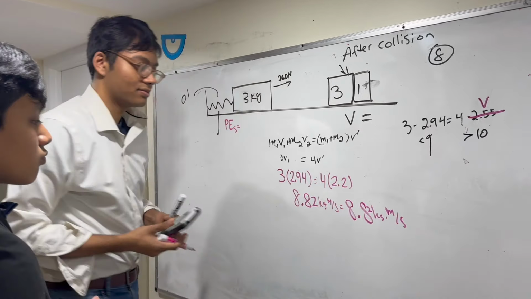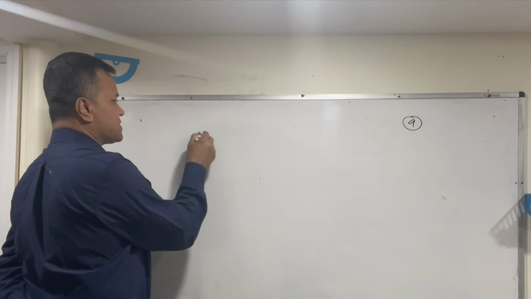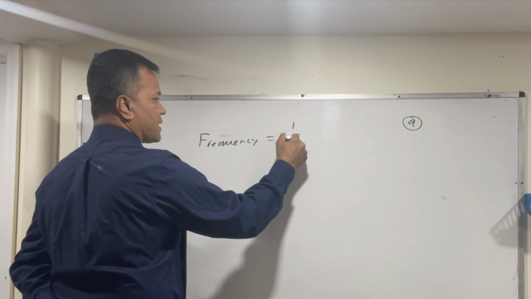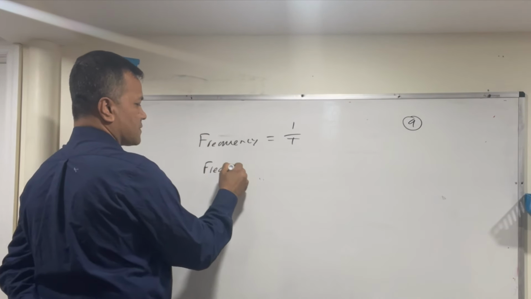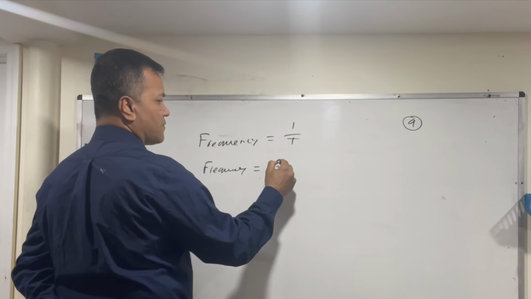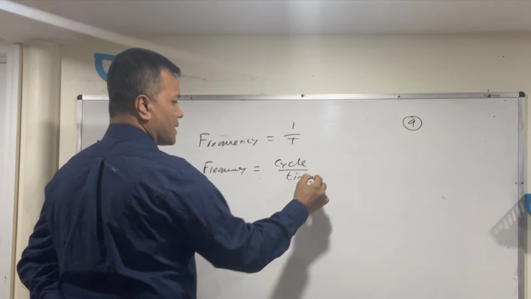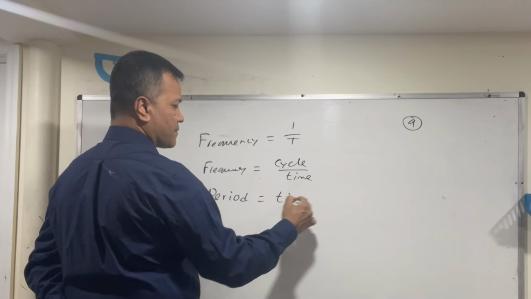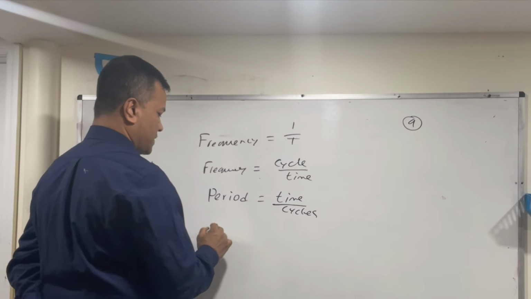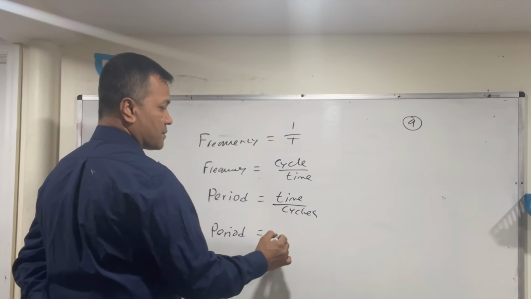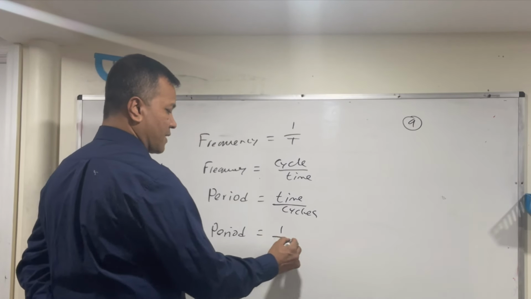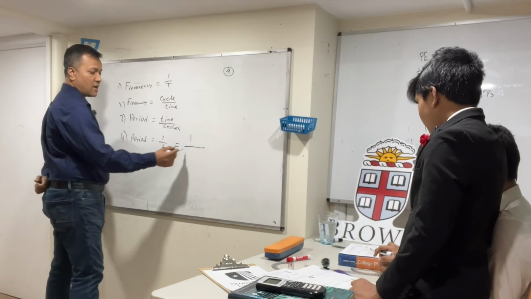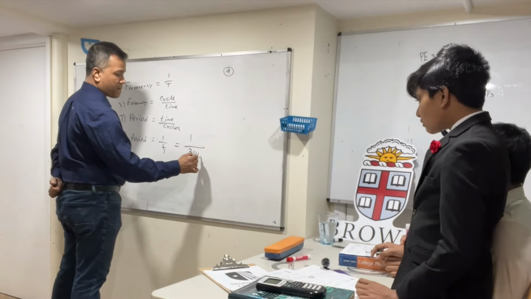Can you give me a frequency equation? 1 over T. Or another frequency equation? V over lambda. Frequency is the cycle over time. Period equation? 1 over F. Which one are you using? 1, 2, 3, or 4? The first one. Okay. 4. No. How much is this? Frequency is 340.